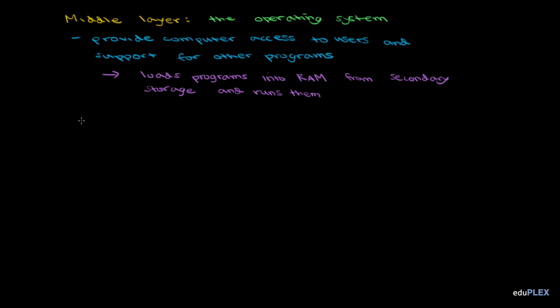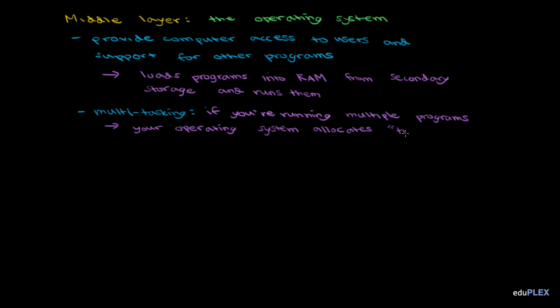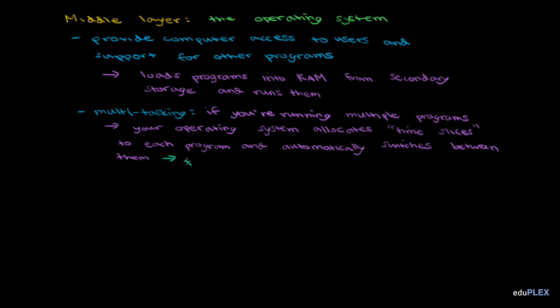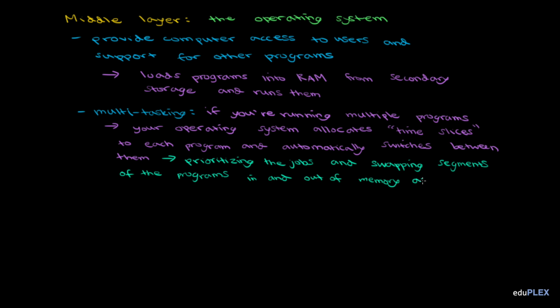Operating systems also allow for multitasking, so if you're running multiple programs, let's say you're typing up your essay, but you're also doing some research on your topic in Google Chrome, and maybe you're also listening to some music in Spotify, then your operating system allocates time slices to each program and automatically switches between them, basically prioritizing the jobs and swapping segments of the programs in and out of memory as needed.